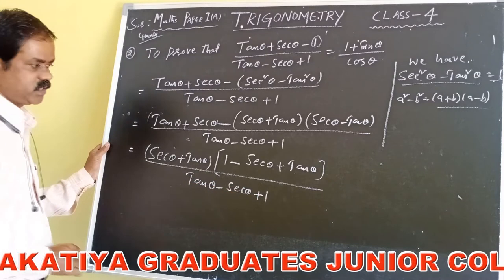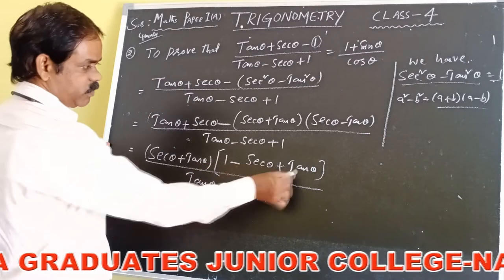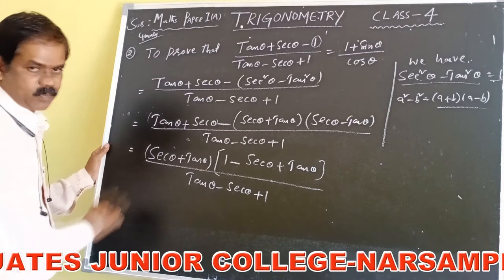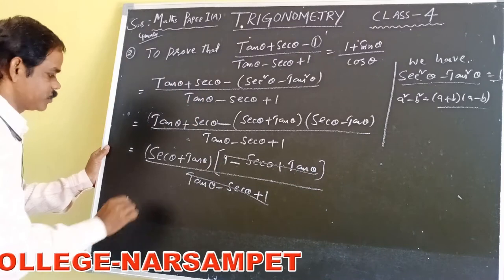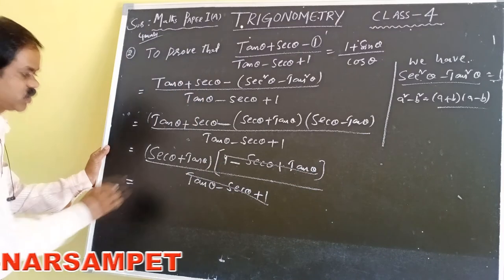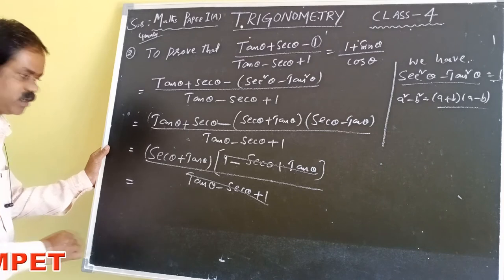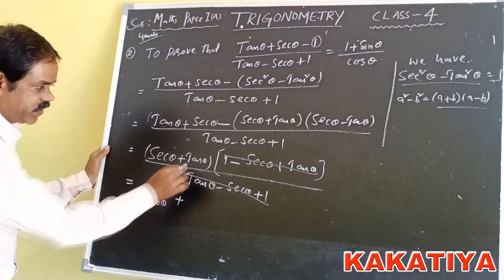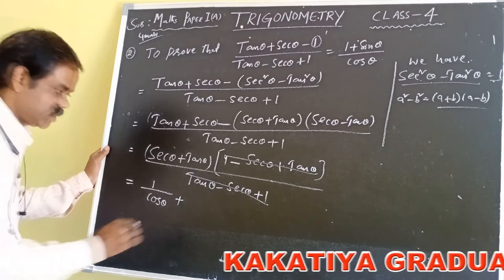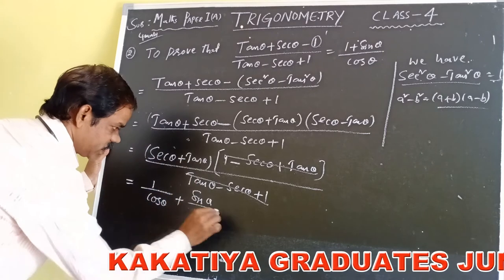See students, 1 minus sec theta plus tan theta, 1 minus sec theta plus tan theta. The similar terms are cancelled. Next, shall I write sec theta is equal to 1 by cos theta? Yes, 1 by cos theta. And again, shall I write tan theta is equal to sin theta by cos theta? So write down sin theta by cos theta.